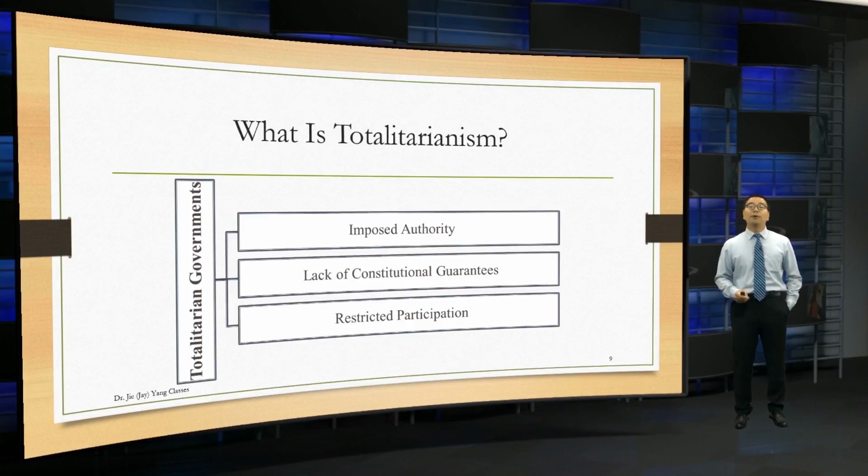First, imposed authority, which refers to an individual or group forming the political system without the explicit or implicit approval of the people. Leaders often acquire and retain power through military force or fraudulent elections. In some cases, they come to power through legitimate means, but then remain in office after the terms expire.